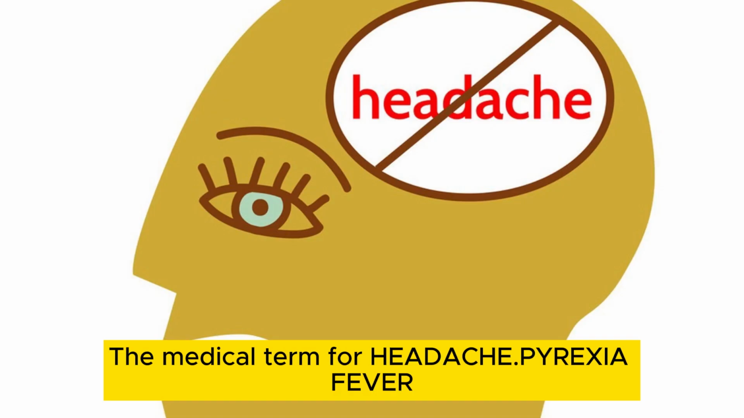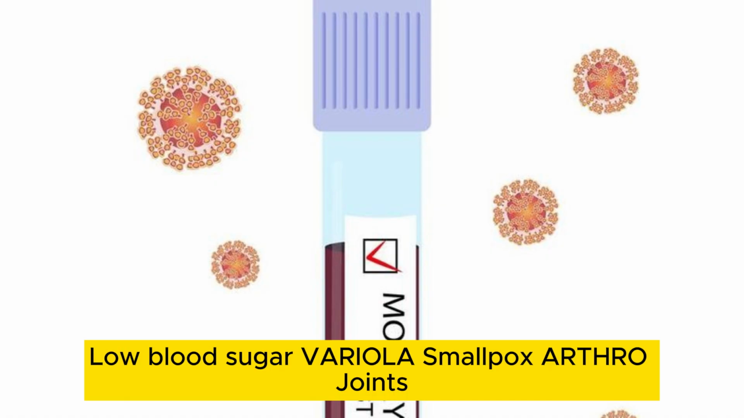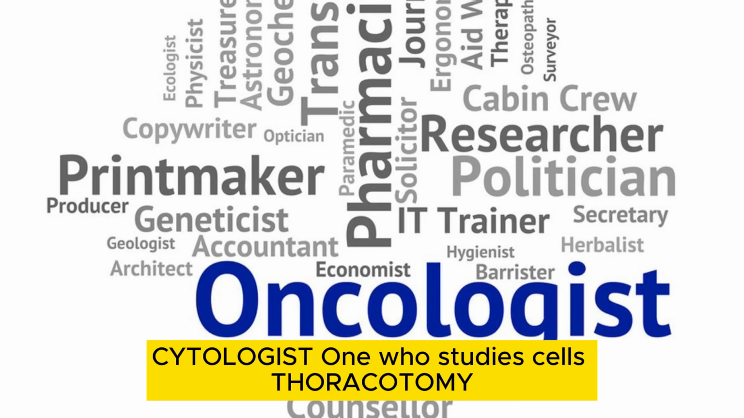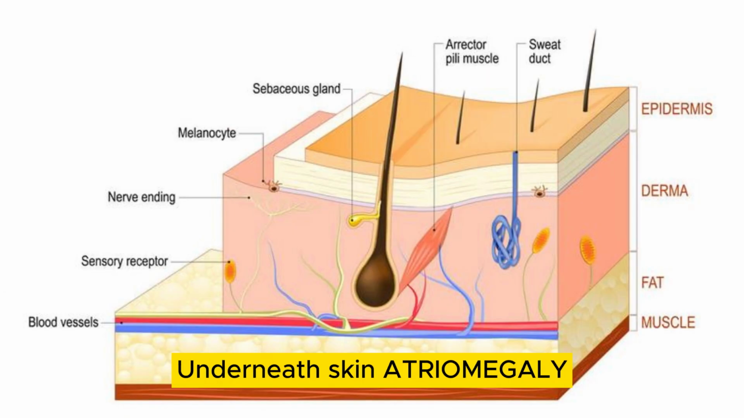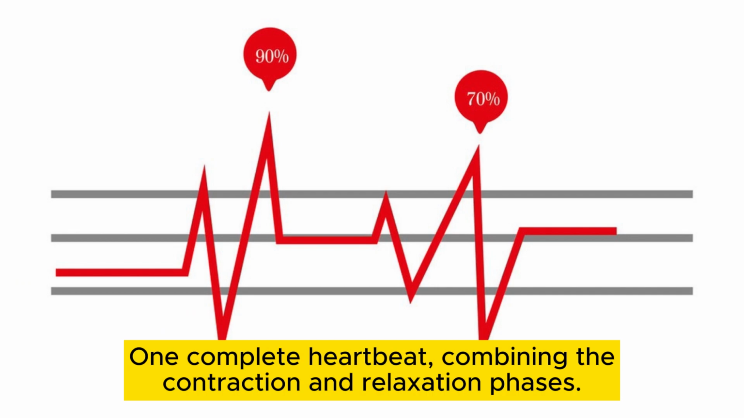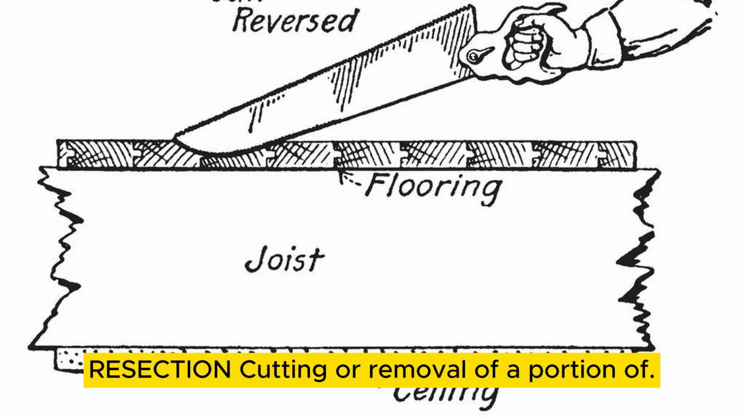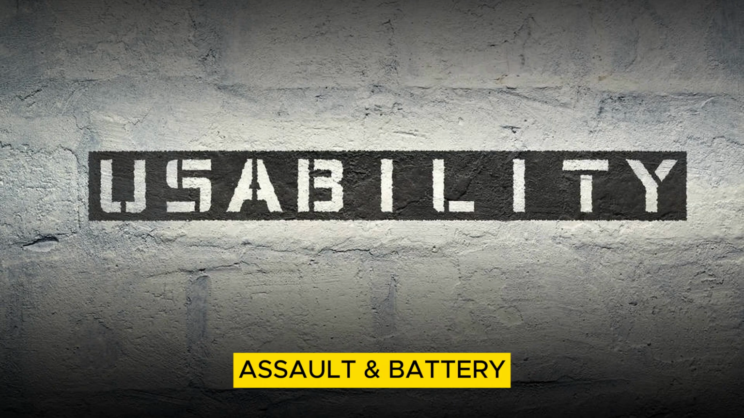Cephalalgia, the medical term for headache. Pyrexia, fever. Hyperplasia, excessive tissue. Hypoglycemia, low blood sugar. Variola, smallpox. Arthro, joints. Cytologist, one who studies cells. Thoracotomy, incision into the chest. Hypodermic, underneath the skin. Atriomegaly, enlargement of the atrium of the heart. Cardiac cycle, one complete heartbeat, combining the contraction and relaxation phases. Resection, cutting or removal of a portion of. Hypodermic, another term for subcutaneous injection.